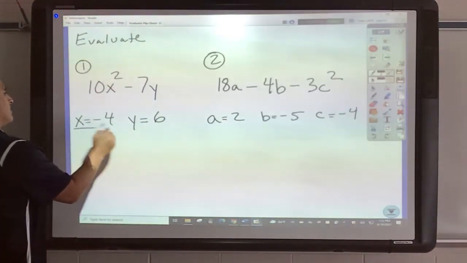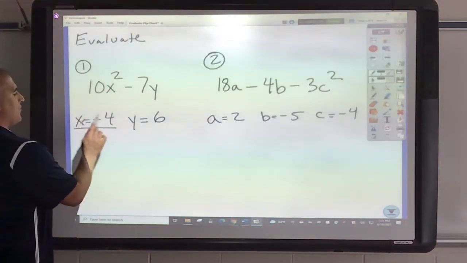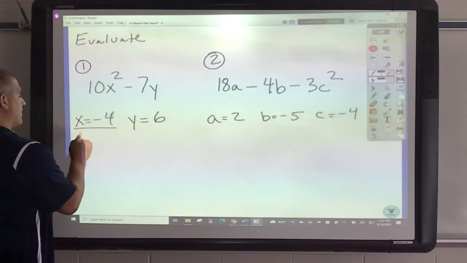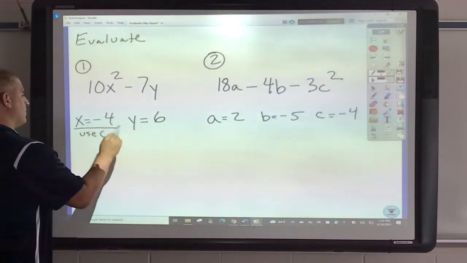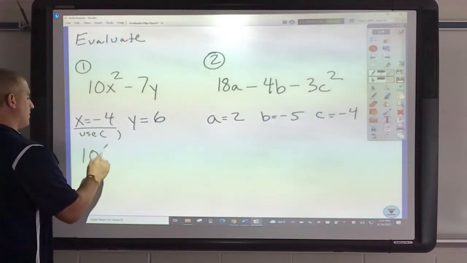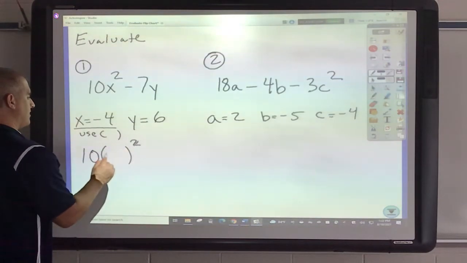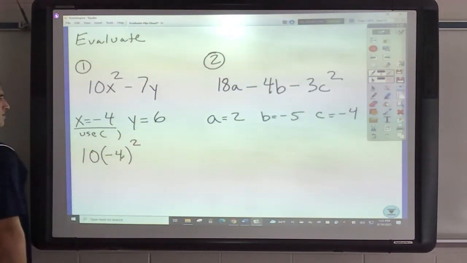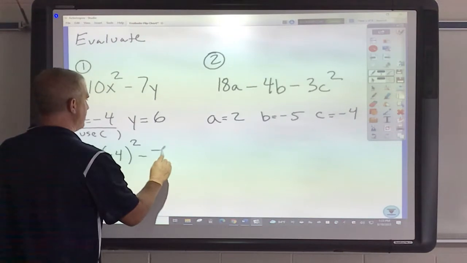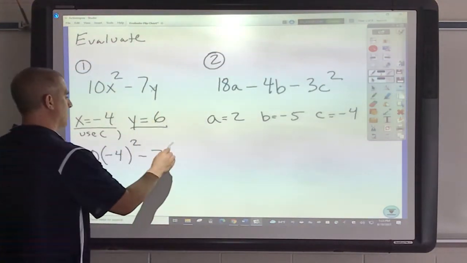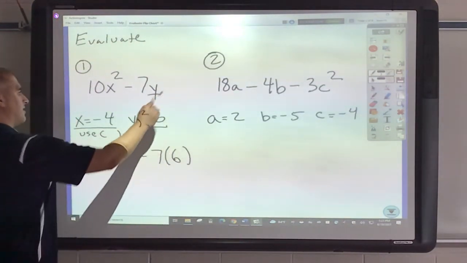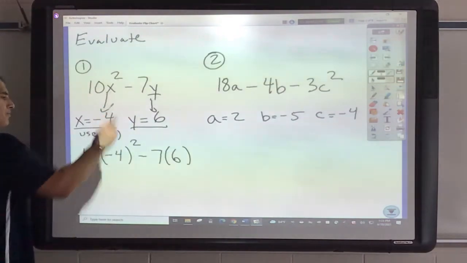Here's what this basically means: wherever there's an X, I'm going to put a -4, and I'm going to use parentheses. So what this looks like, I replace the X with the -4, okay? -7, and then here I'm going to replace the Y with the 6, okay? So all I'm doing is replacing those.